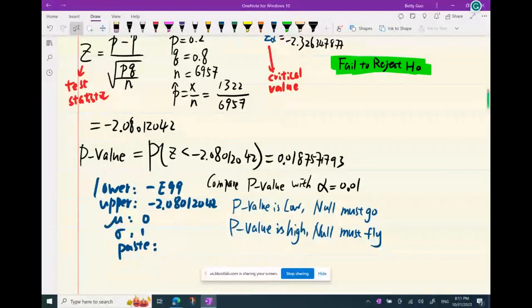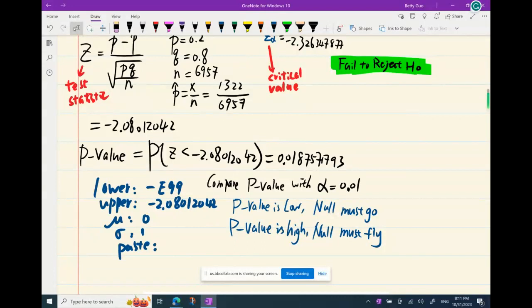P-value is low. How low is low, right? It compares with the significance level. If the p-value is lower than the significance level, then null must go, means we're going to reject the null. Must go, right? You have to go. And if the p-value is high, means higher, bigger than the significance level, then null must fly, like the null is happy. Fly, right? Means you fail to reject the null.